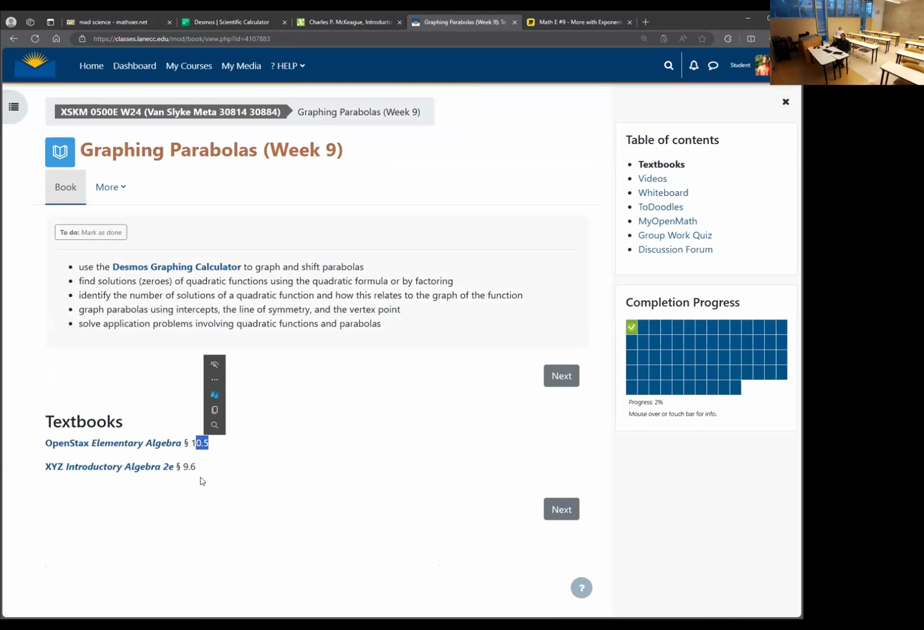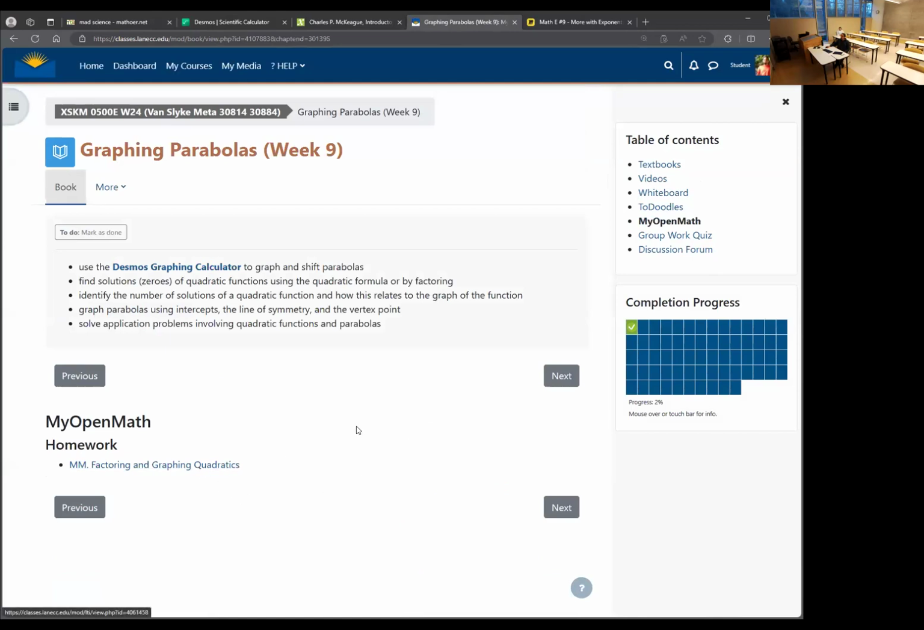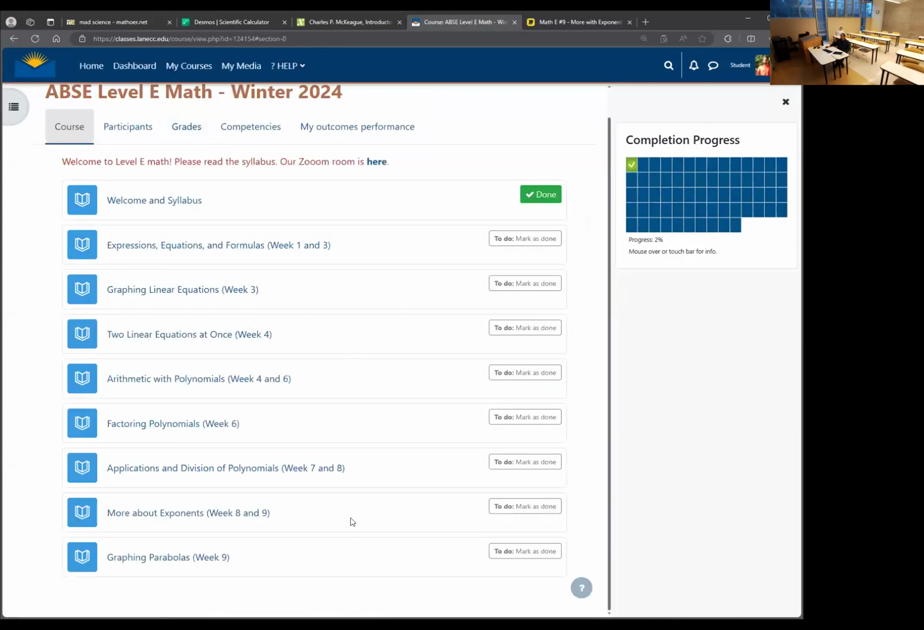There's just one textbook section. Use either textbook. And the videos, there's not that many because it's just a small topic. And I have a whiteboard already and things like that. Even the My Open Math is just one thing to do. But it doesn't really fit anywhere else, so it's its own topic.